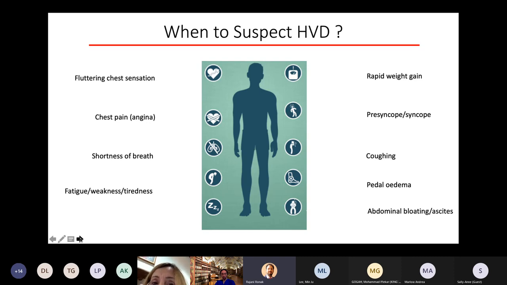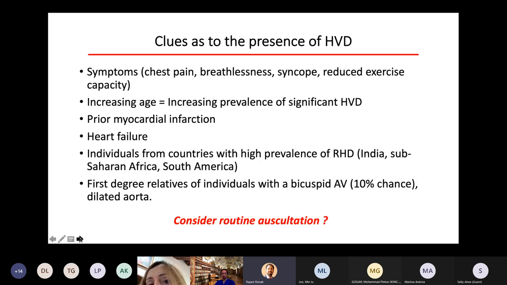Rapid weight gain may indicate fluid gain, abdominal ascites with tricuspid valve regurgitation, or pedal edema, congestive cardiac failure. Presyncope and syncope occur with aortic stenosis, and cough, pedal edema, and abdominal bloating are all signs of congestive cardiac failure, which may have a common etiology of valvular heart disease.